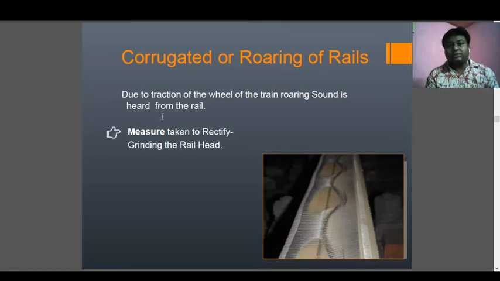The measure taken to rectify this is grinding the rail head. We have to grind the surface of the rail using a grinding machine. You have all seen at home your mother using a grinding machine for mixing spices. This is nothing but grinding. It basically clears the unevenness from the surface of the railway track.